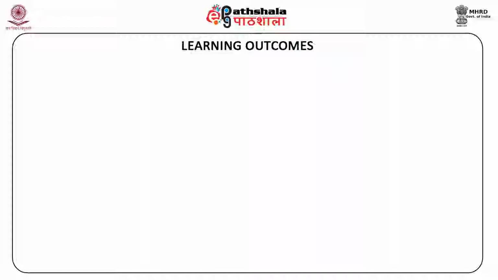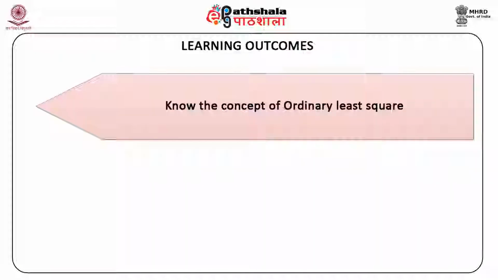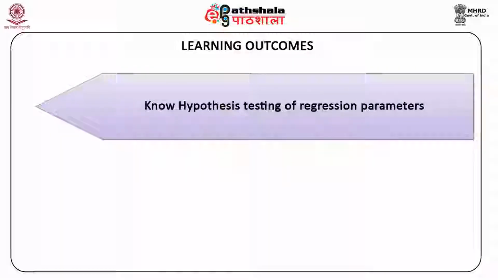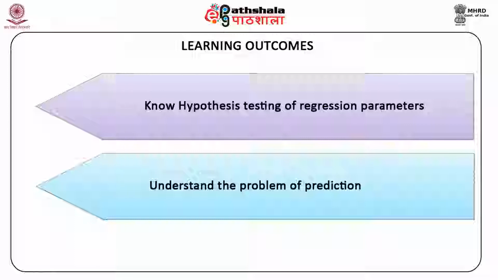The concept of statistical inference has two branches, estimation and hypothesis testing. The theory of estimation consists of two methods, point estimation and interval estimation. Let us understand them in detail. After studying this module, you shall be able to know the concept of ordinary least squares, understand how to estimate an OLS estimator, know hypothesis testing of regression parameters, and understand the problem of prediction.